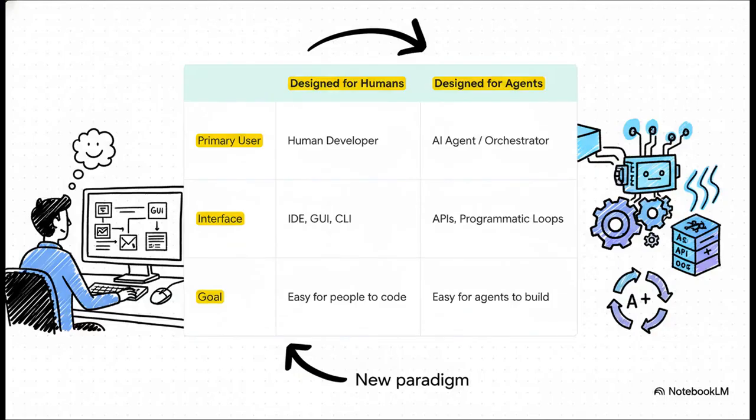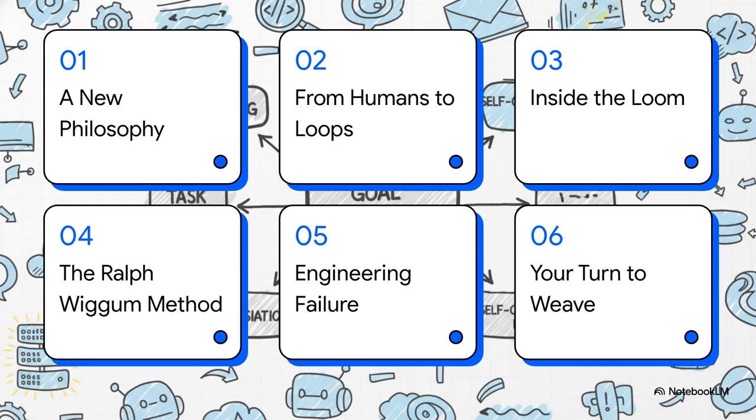And this slide just lays out that shift perfectly. Over on the left, that's the world we all live in now, right? The human developer is the star of the show. We use graphical interfaces, command lines, all of it is designed to make coding easier for us. But now look to the right. That's the Loom paradigm. The primary user, it's an AI agent. The interface, a clean, simple API. And the goal, the entire goal, is to make it dead simple for machines to build and evolve software all by themselves.